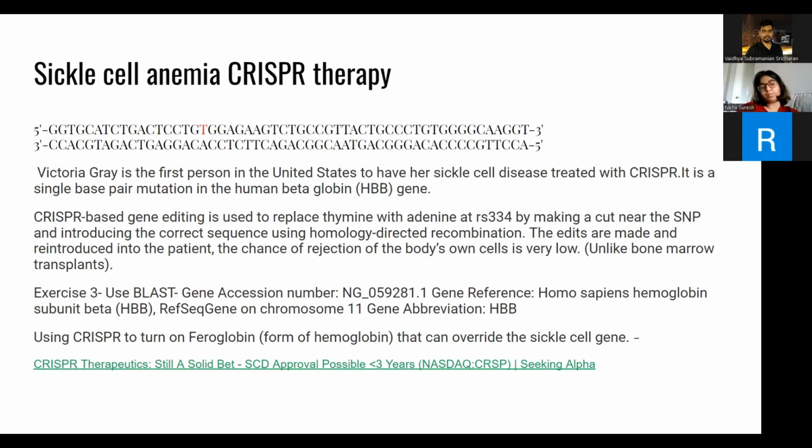So the third approach over here would be to use CRISPR to turn on ferroglobin. It's a form of hemoglobin that can override the sickle cell gene altogether. That's research that is currently happening as well. So I've linked this particular article if you guys are interested.